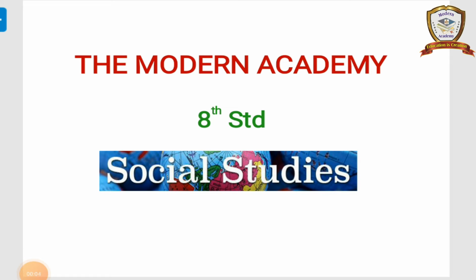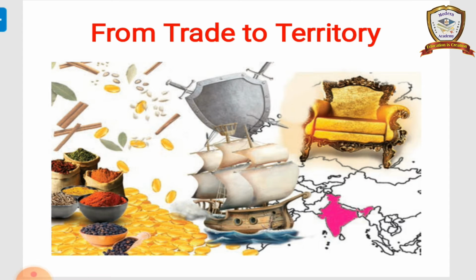Last class we discussed from trade to territory. Vasco da Gama reached India in 1498. The Battle of Plassey was a fight between Siraj ud-Daulah and the British governor Robert Clive. At last, Siraj ud-Daulah was defeated and the British captured Bengal. It happened on 23rd June 1757.